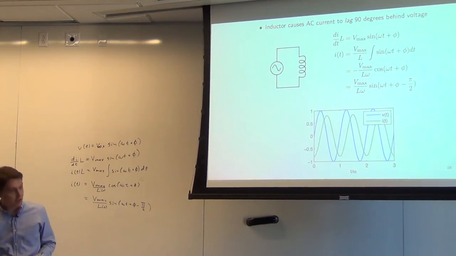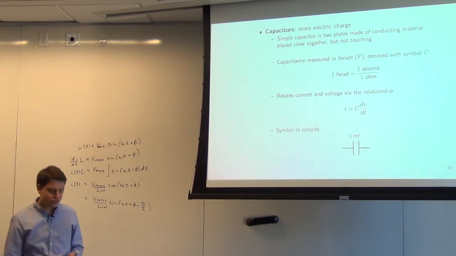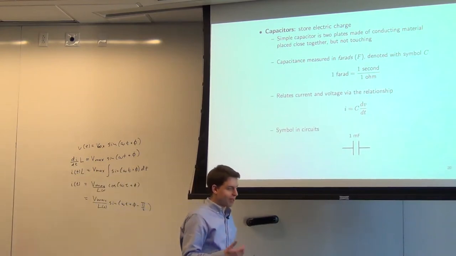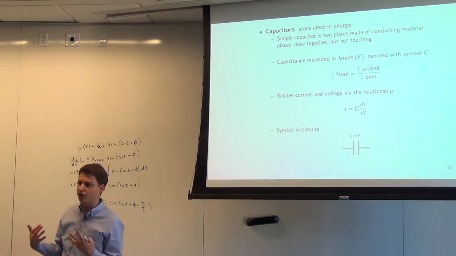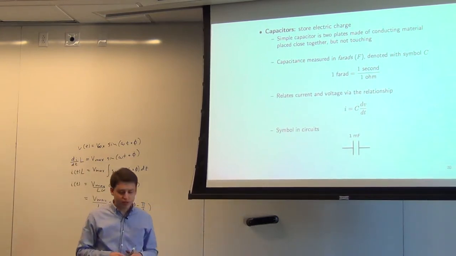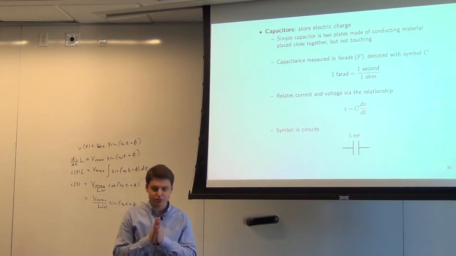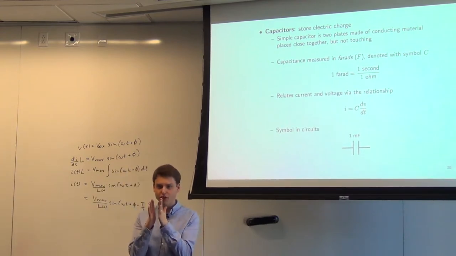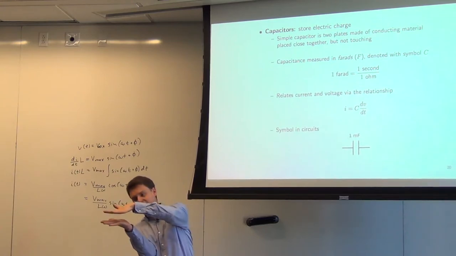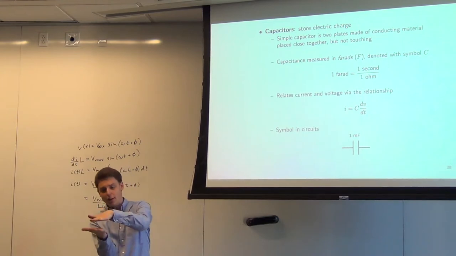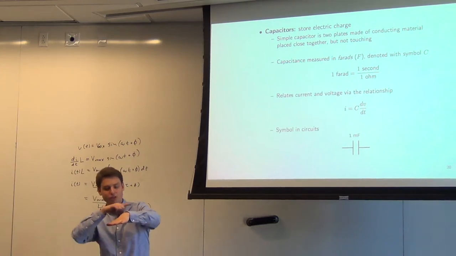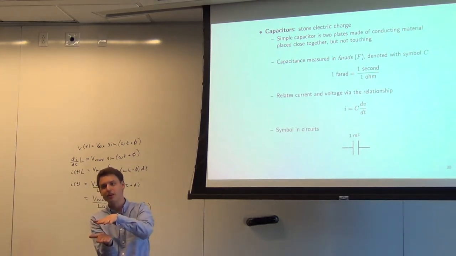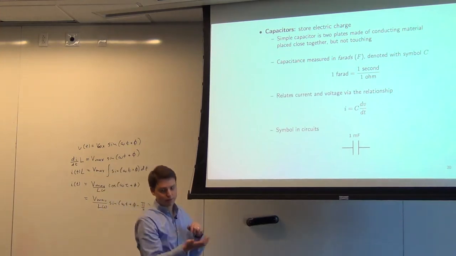Now we can do the same thing here with a capacitor. Capacitors are the other element we'll talk about when we talk about AC circuits. Capacitors intuitively store electric charge. The way to think of a capacitor is two metal plates placed close to each other. If you attach two plates like this to a circuit, one is connected to the positive terminal and the other to the negative terminal, so positive charge will build up on one and negative charge will build up on the other.